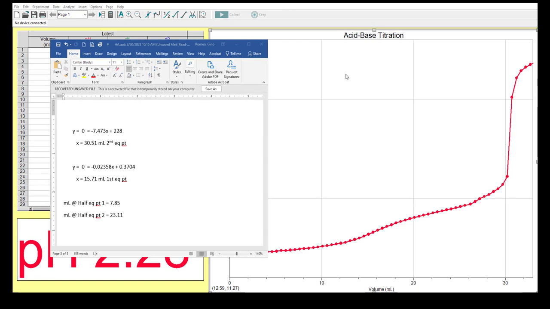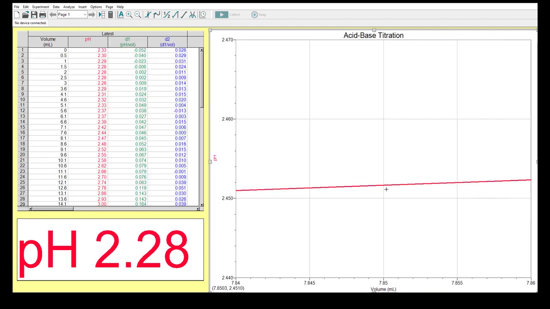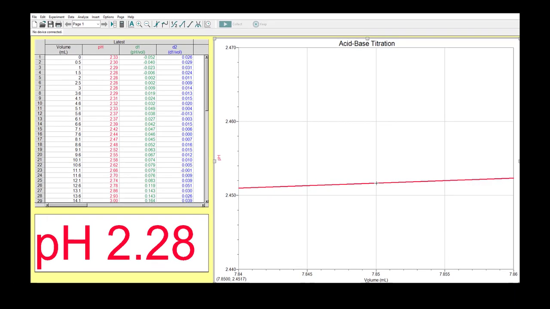Now to determine the pH at 7.85, I can move my cursor around the x-axis and get it close with the way the graph is viewed right now, but what I'm going to do is hone in on this volume and pH area. So now I can put the cursor a little bit more accurately right on that volume of 7.85. You can see down in the bottom left corner how many sig figs are displayed. So the pH at that volume is 2.45. So that's our pKa1.